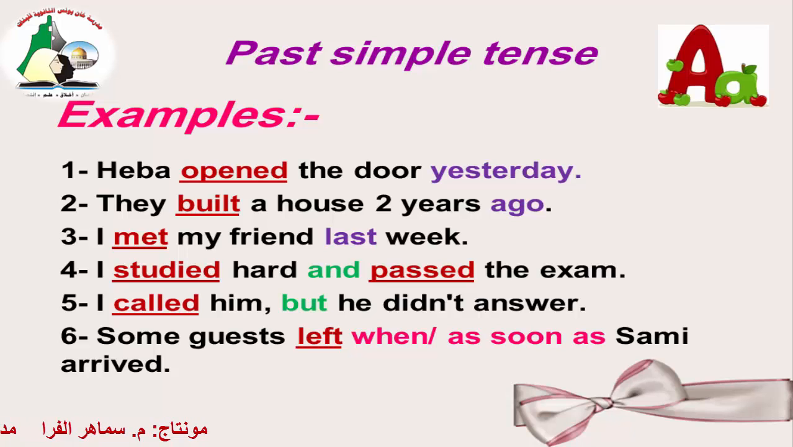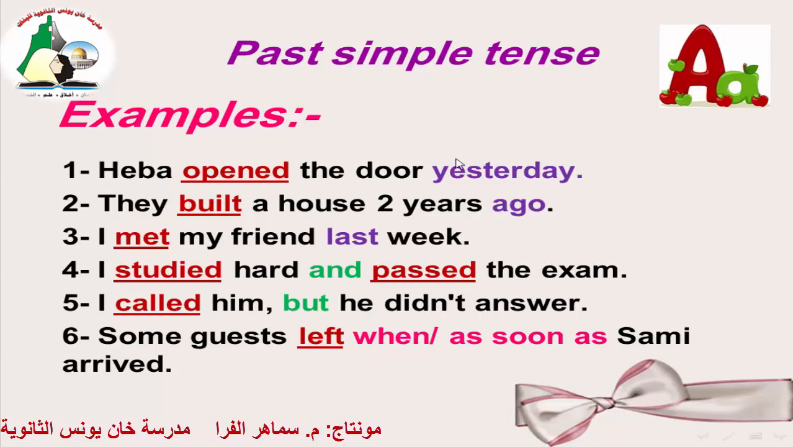It connects two verbs in the past, and as soon as also is used to connect and to join two actions in the past. Sometimes as soon as is used to join past simple and past perfect, but here in our lesson today it is used to join two tenses, two verbs in the past simple tense. Okay, now let us see the following.